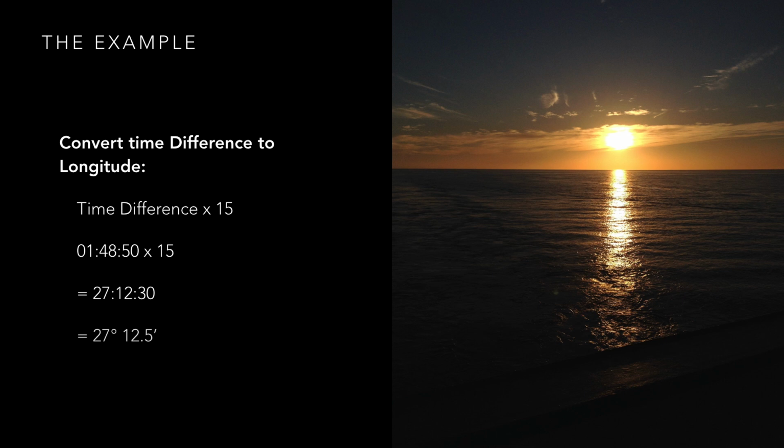If your observed time of meridian passage is less than the time at Greenwich, then your longitude is east. If it's later, your longitude is west. As such, in our example, our longitude was approximately 027 degrees, 12.5 minutes west.